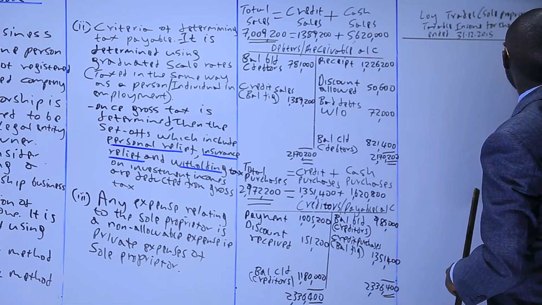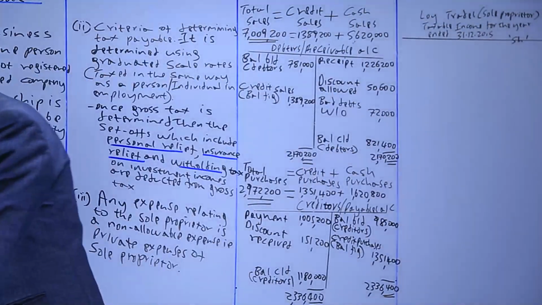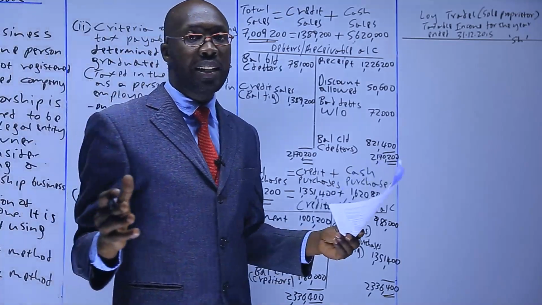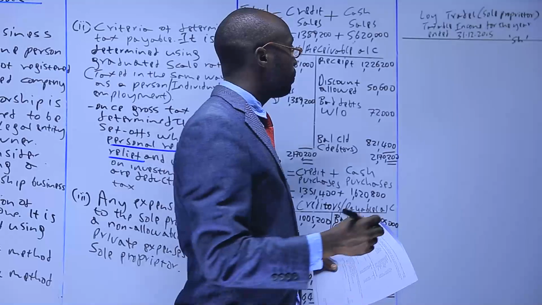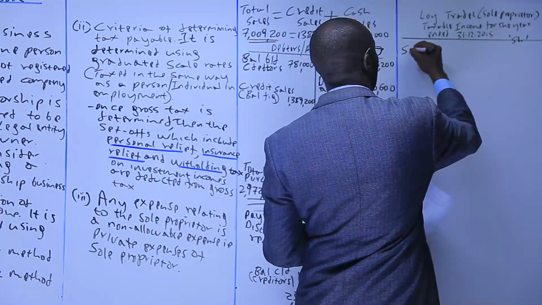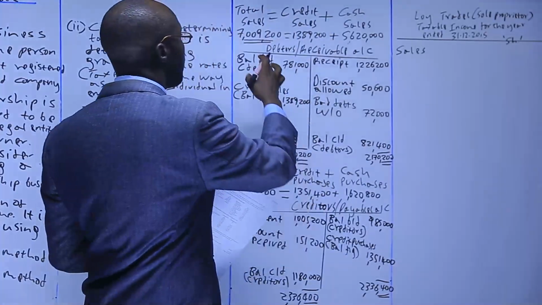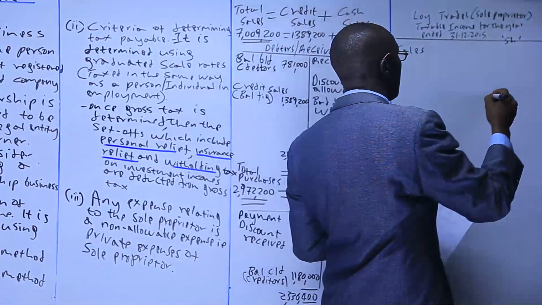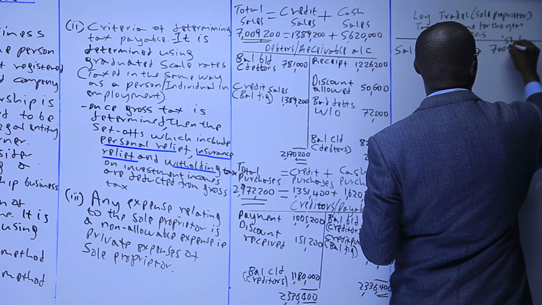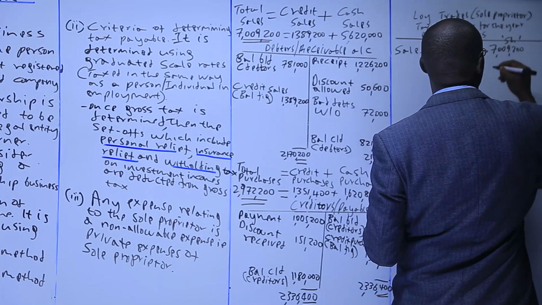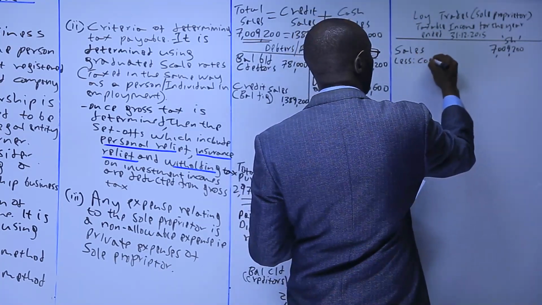So we'll have a column where we'll be posting the figures. And as we had said about the gross profit method, we start with sales, of which case now sales is the one that we have determined here, 7,009,200, and then we less cost of sales.